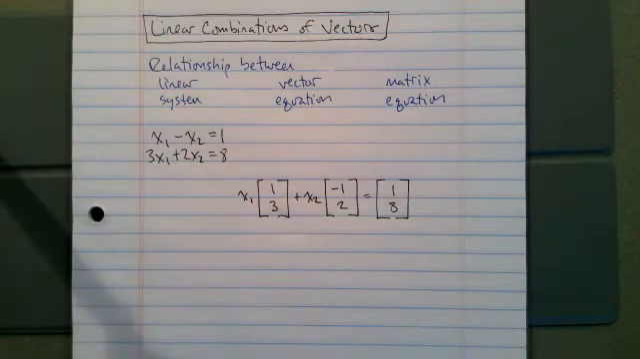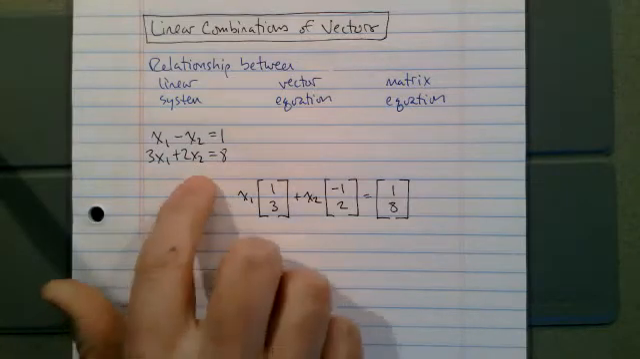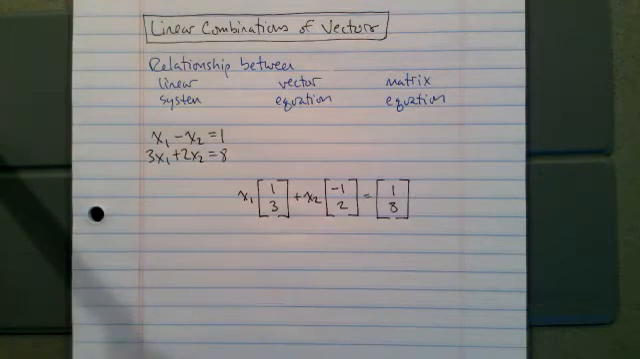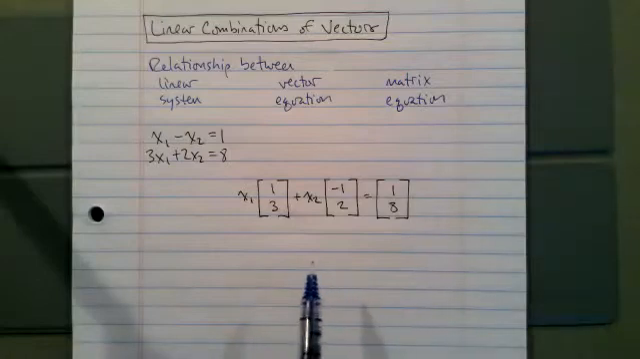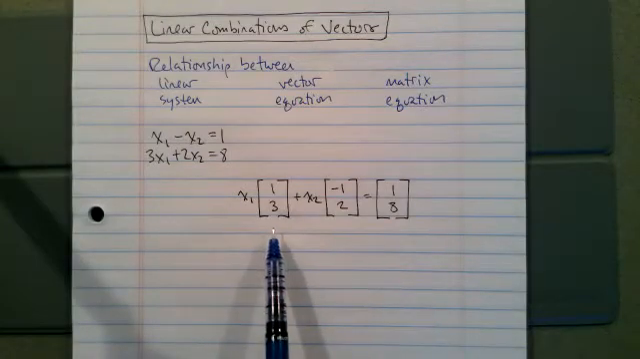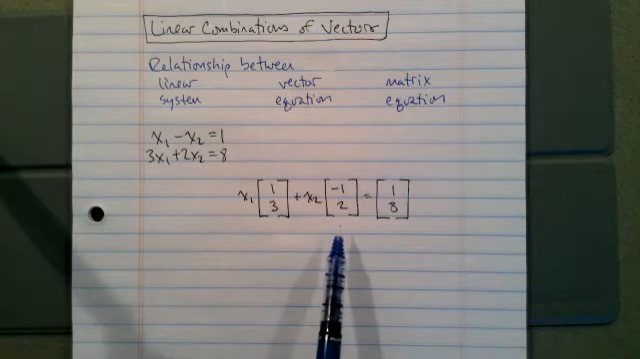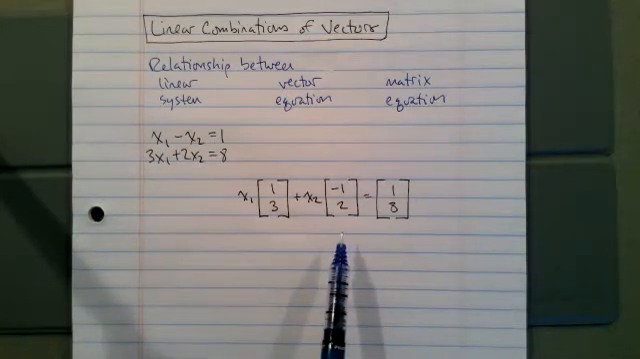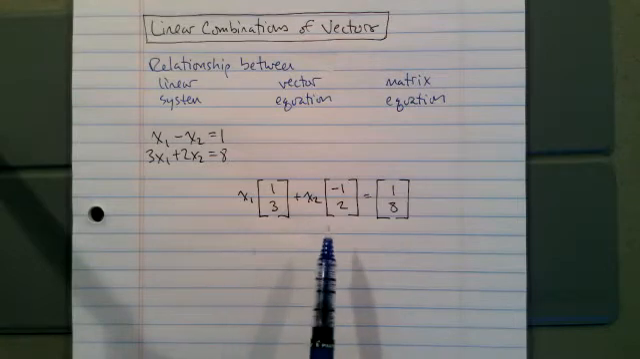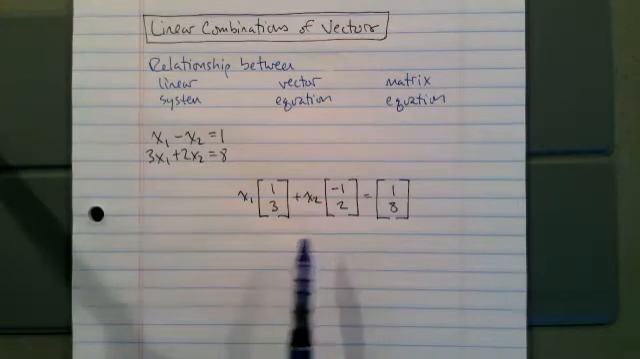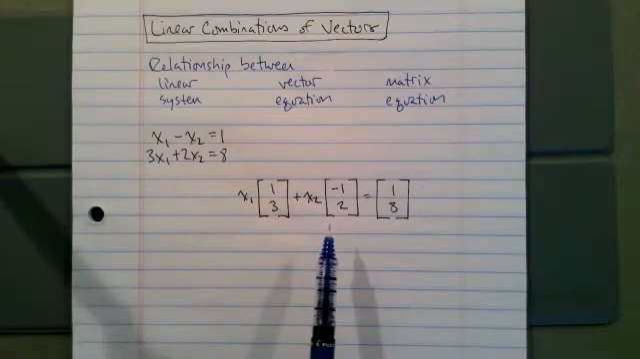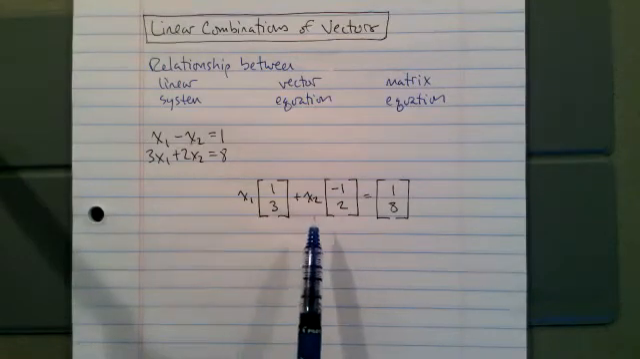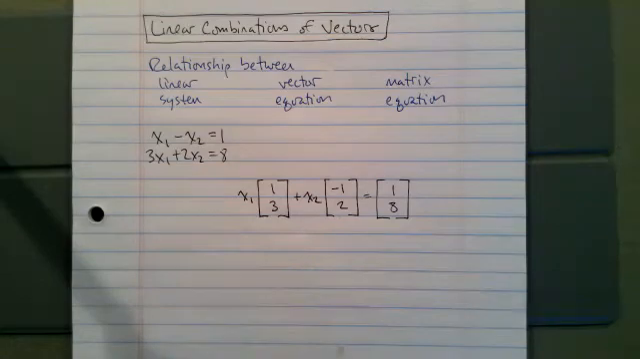So that's the vector equation that is equivalent to the linear system. What we're making here is a linear combination of the vector 1, 3 and the vector negative 1, 2. The left side of this equation is a linear combination of the vector 1, 3 and negative 1, 2. A linear combination is just a vector multiplied by a scalar and then added together.